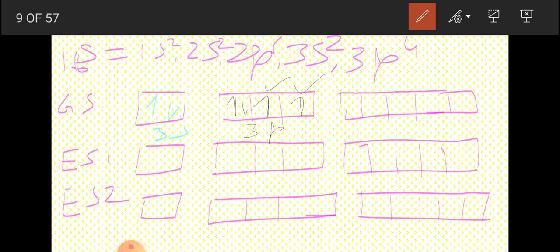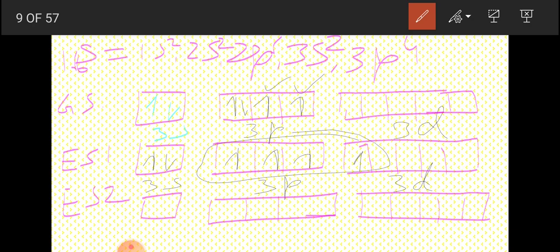In the first excited state, what will happen? This will remain the same. This px electron will jump to d orbital. Now how many half-filled orbitals are here? 4. So sulfur will show covalency 4 because of this electronic configuration which has occurred from the first excited state.